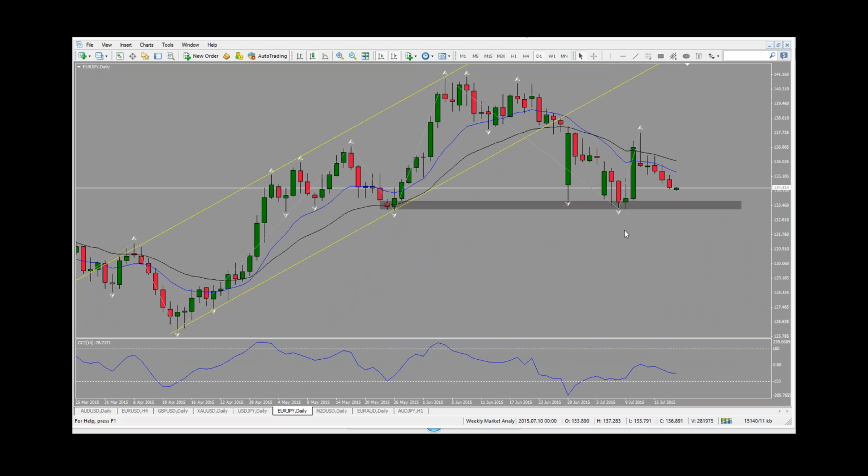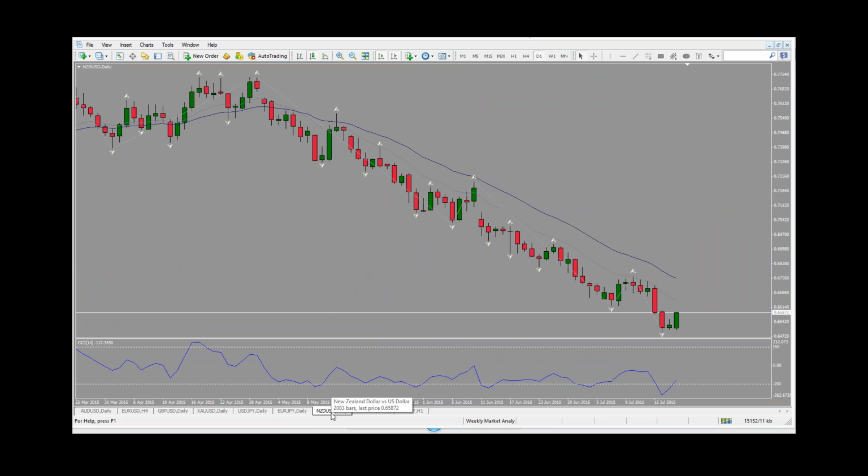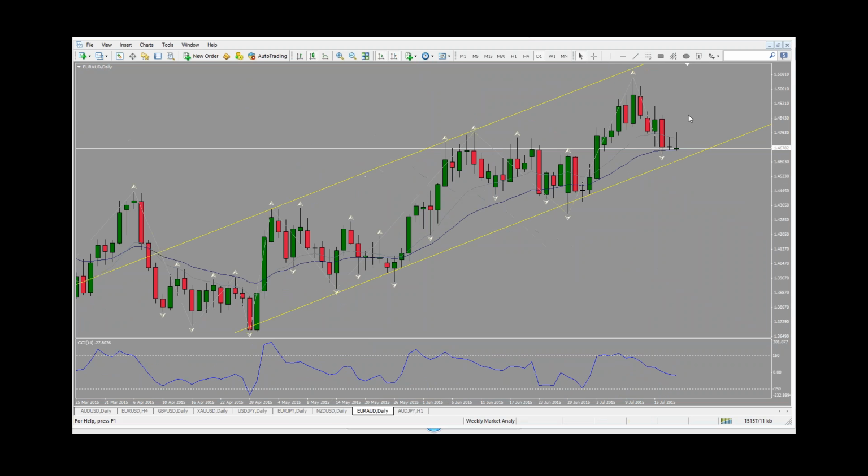Euro yen, we're awaiting the approach of this hot zone. Kiwi dollar, nothing. We've got to wait for a pullback. Euro Aussie, we are just approaching this hot zone and let's see what happens. Okay. All right. Any questions?